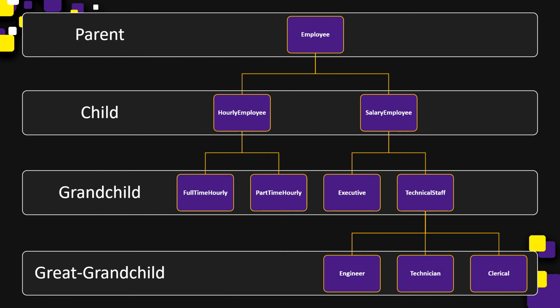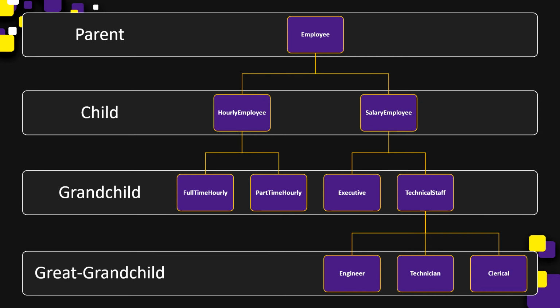Now, on the last tier here, we have a great-grandchild, which have engineer, technician, and clerical, which are all part of the technical staff. They're all children of the technical staff class that I had mentioned. So you can see how they relate to each other, and what they inherit comes directly from their parent class.